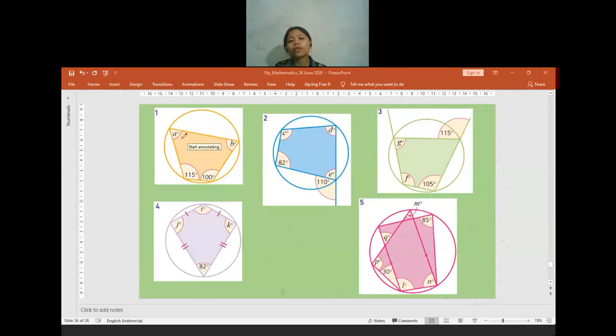Okay, if it is a cyclic quadrilateral, what did we just learn before? A plus 100 equals 180. The opposite angles in a cyclic quadrilateral in total will equal how many?